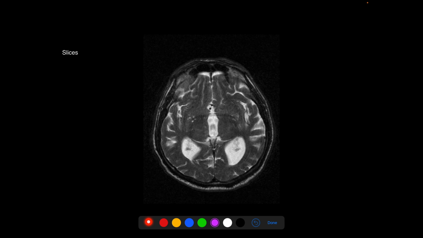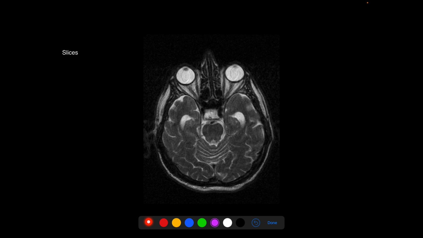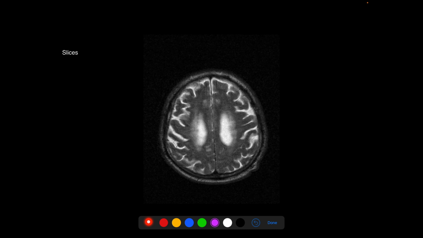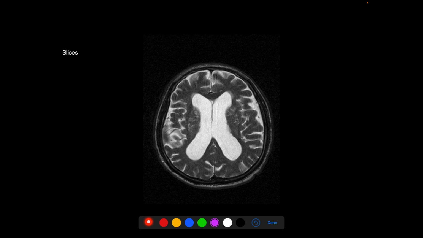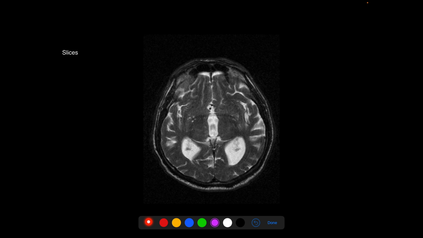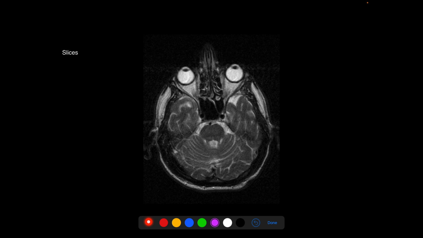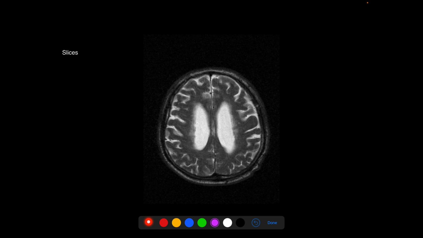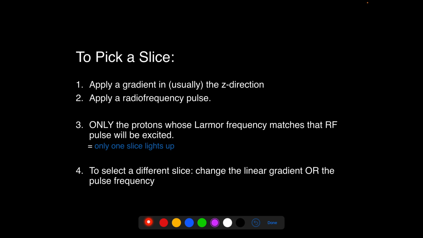So in this MRI scan, it seems like we are scrolling continuously through the brain. But this is actually a series of images or slices from the brain that we are selecting as we go through. So this probably consists of a couple of slices, and each image that you see at a particular point in time is a different slice. Okay, now let's see how we use gradients to pick a single slice.